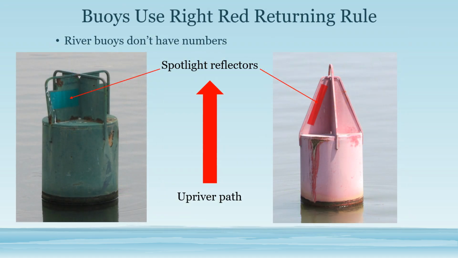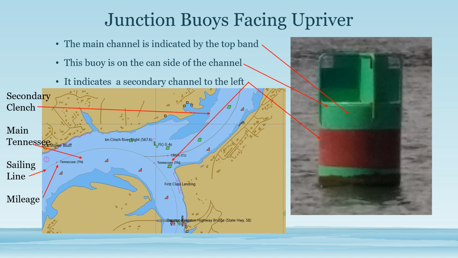Tennessee River buoys use the U.S. standard right red returning rule, but are not numbered or lettered like coastal buoys. Here you see a junction buoy with the top band indicating a can buoy in the primary river channel for the Tennessee River, and the second band indicating a nun buoy for the Clinch River.